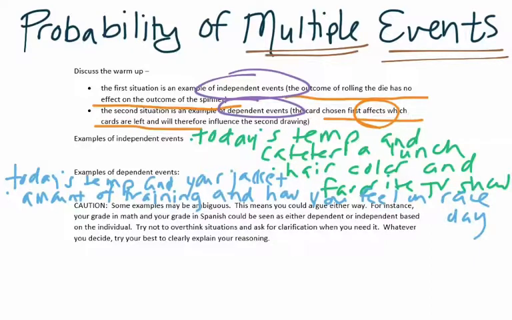And so here's the deal. Try not to overthink the situations. Try not to nitpick them and pull them apart. Ask for clarification when you need it. Whatever you decide, try your best to explain your reasoning for how you arrived at the conclusion for whether they're independent or dependent.